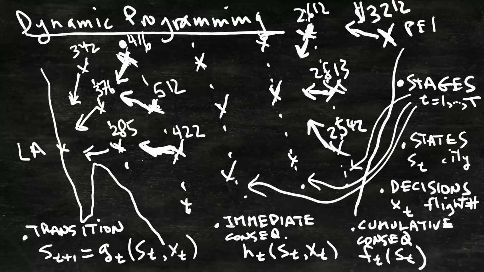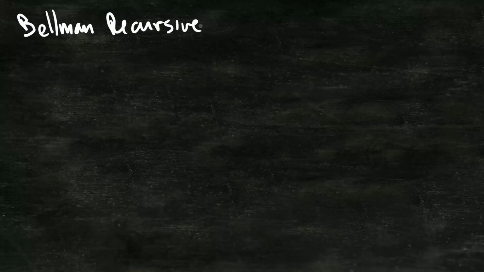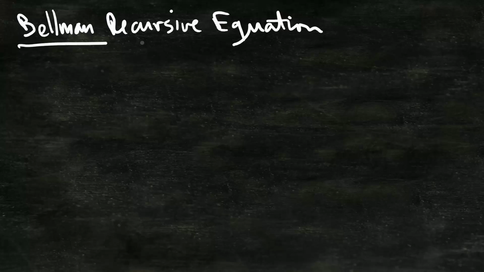And that mathematical relationship is called the Bellman recursive equation. And it's very simple, actually. And that's why Bellman's name has sort of disappeared.